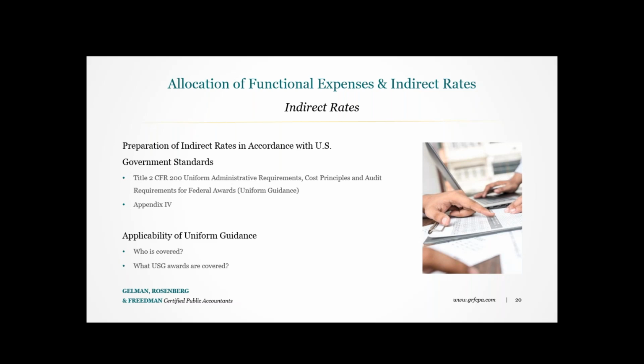So who's covered and what awards are covered? Organizations that draw funds directly as a prime recipient from the U.S. government should apply for a NICRA, a negotiated indirect cost rate agreement, and affirm that on an annual basis. The organization that has not previously established one with the federal agency submits an initial indirect cost rate proposal right after the organization is advised that an award will be made to them directly.